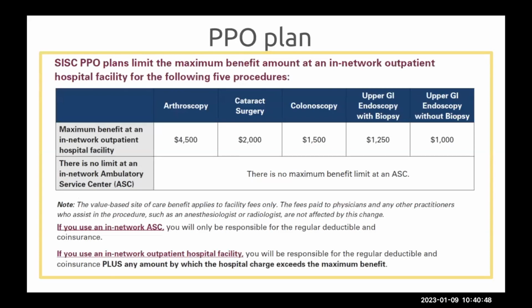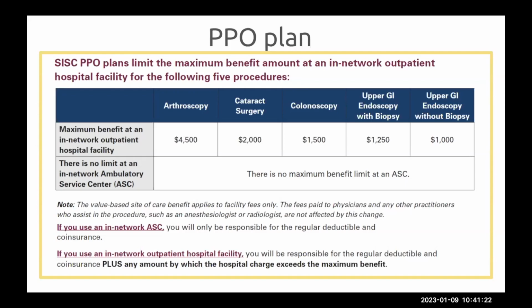PPO plan. This is something that I always want to mention because this is so important. If you have the PPO plan, for these 5 procedures, you must go to an ambulatory center. So it's arthroscopy, it's cataract surgery, it's colonoscopy, it's upper GI with or without biopsy. This is very, very important. This is a change that happened several years ago. And what they're doing is they're trying to keep costs down overall.